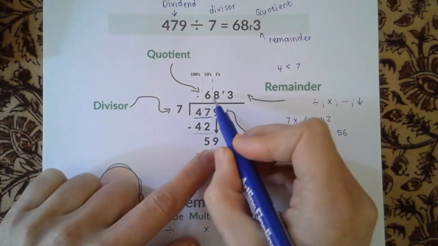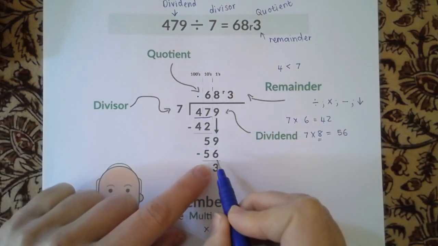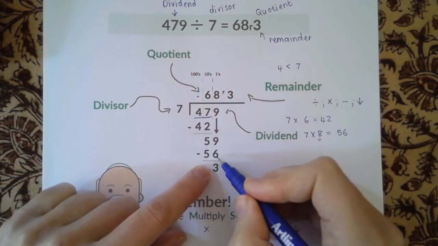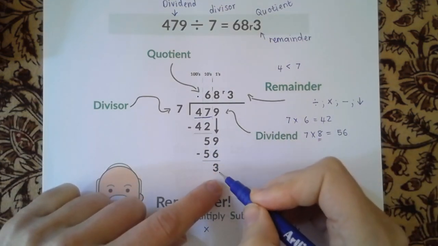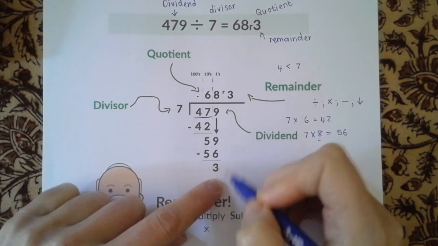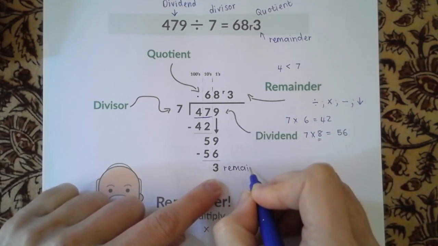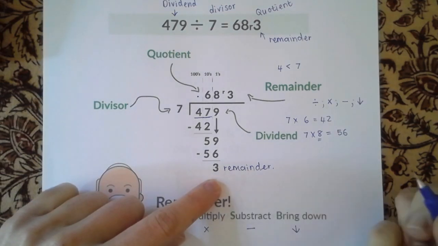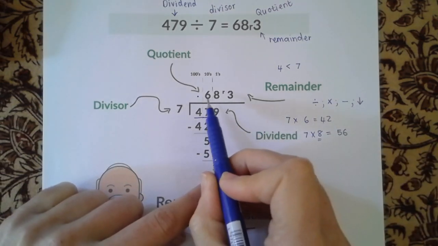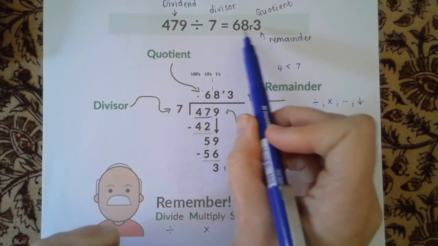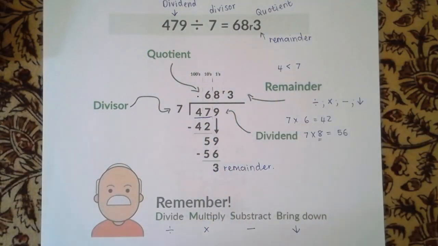And now we multiply. 8 times 7 is 56. And now we're going to minus. 59 minus 56 equals 3. And then normally you would bring down the next number, but there's nothing left here. So this is the remainder. Then your answer is 68 remainder 3. That's why they've written here 68 remainder 3. Okay, so remember, divide, multiply, minus, and bring down.